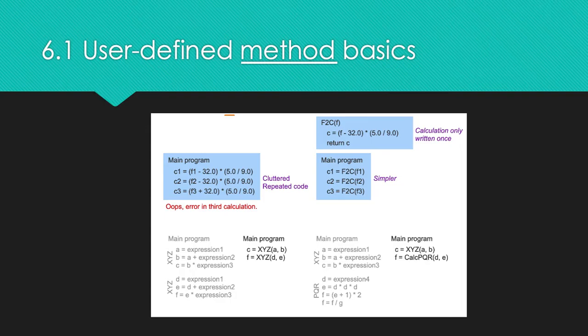Today we'll be talking about user-defined methods. Here we see an example. Basically, in any program, you can perform the same operation repeatedly, and sometimes it will cause some confusion. In this case, you see on the main program here, we have C1, C2, C3 having the same function, but apparently there's an error there.